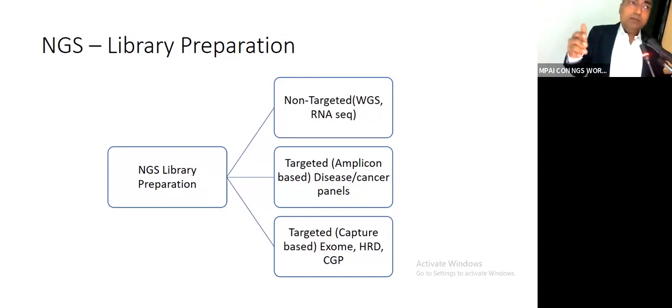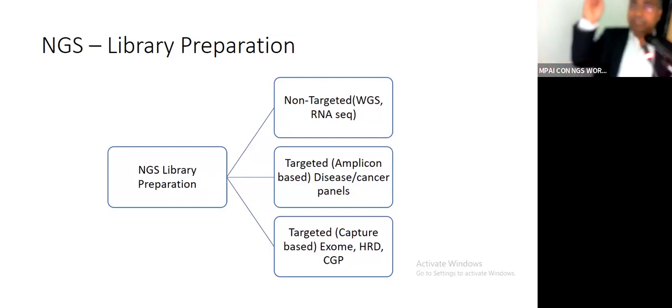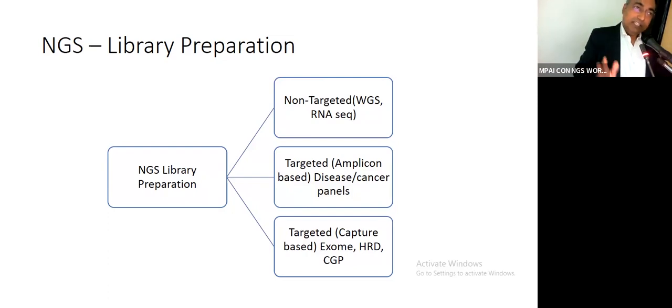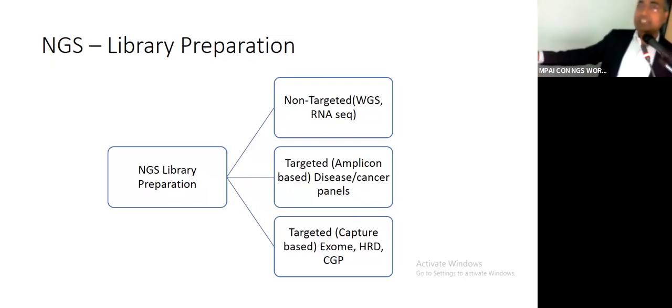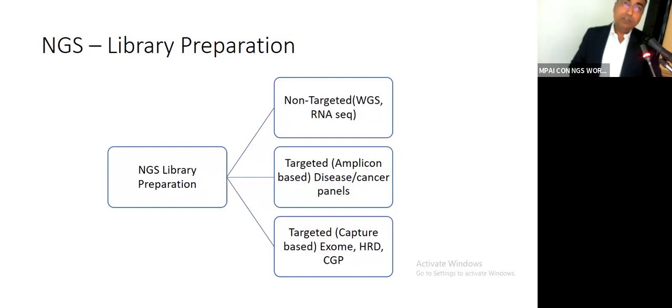Now, as mentioned, pooling is an important part. You pool different types of libraries into one experiment, and if my QC is wrong, my pooling is wrong, my data output is going to be wrong. And that is where the common problems or challenges with respect to NGS are. Okay, so library preparation is a very, very important component.